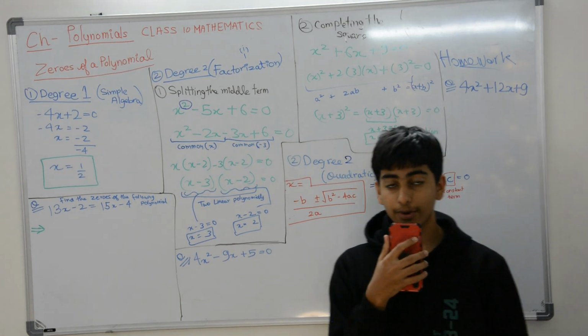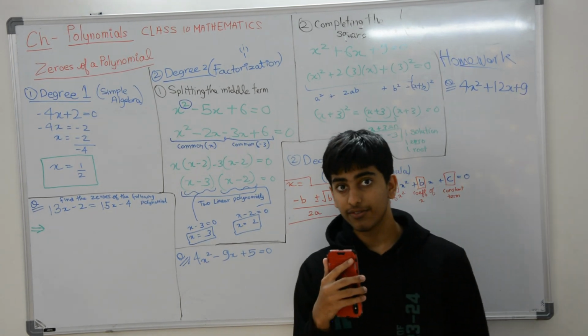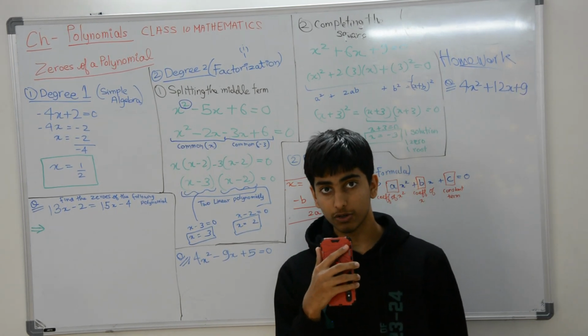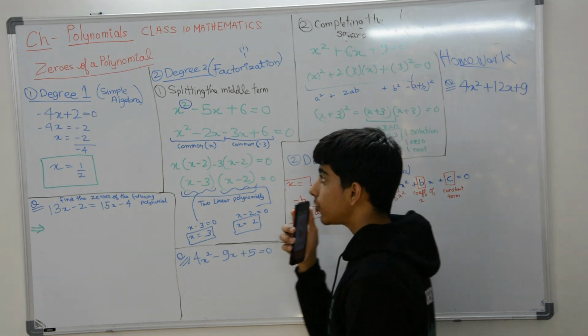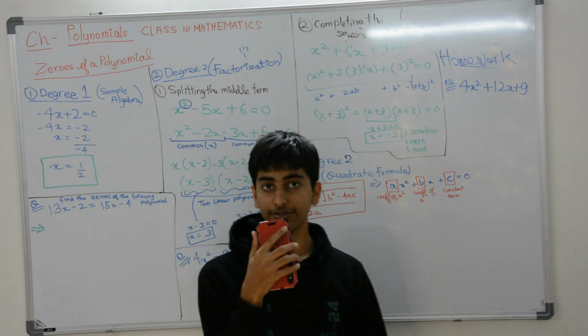This is one of the most important topics in class 10 maths. Today, we will be learning how to find the zero of a polynomial. Before that, let us understand what a degree of a polynomial is. The degree of a polynomial is the highest power on the variable term.